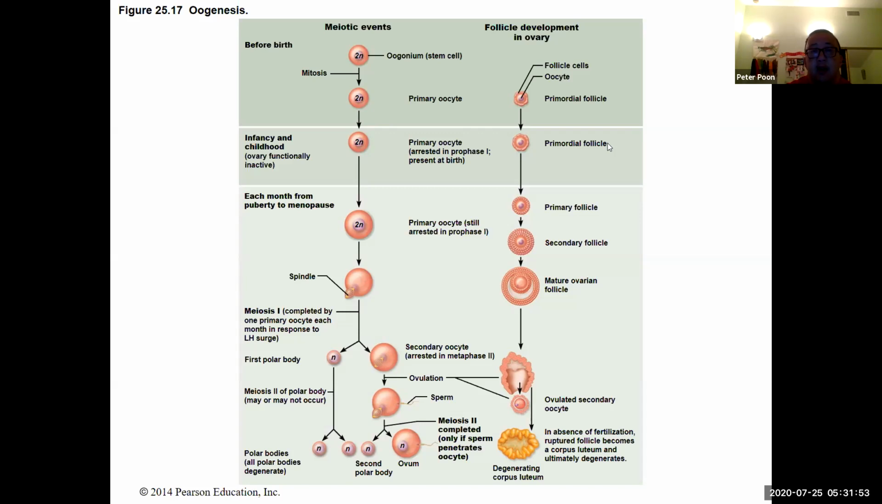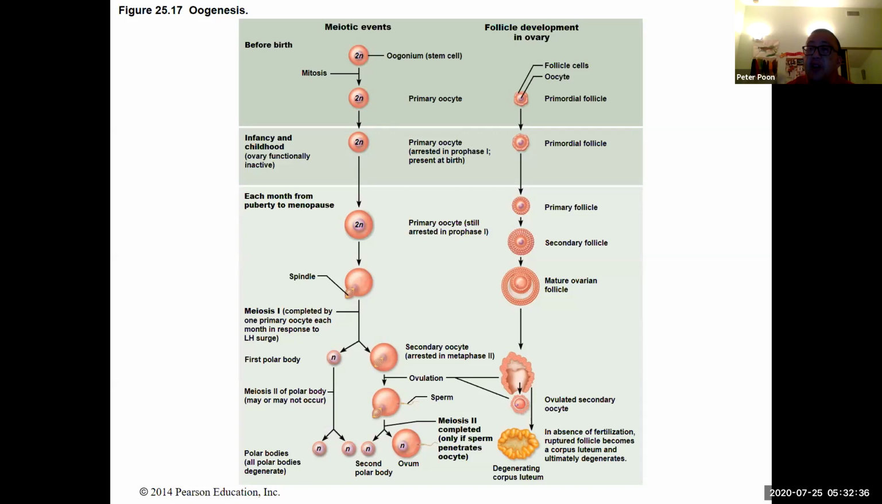Okay, the other thing that's really different is the number of things produced. When we produce sperm, one stem cell results in 4 equal sperm. But here, because the egg is different, you make 1 egg and 3 little things called polar bodies. These polar bodies are not really involved in reproduction. The polar bodies are basically useless things that are just for accounting purposes.